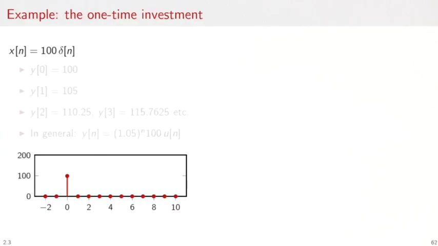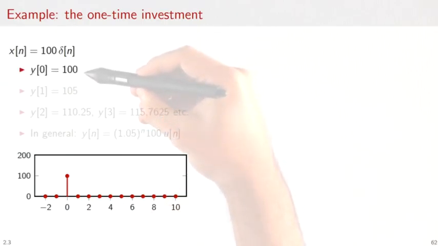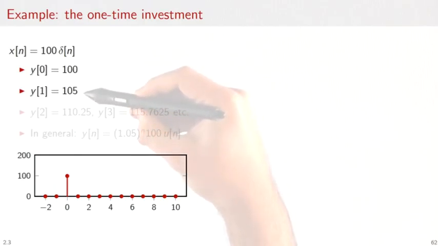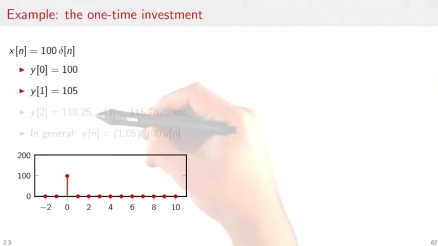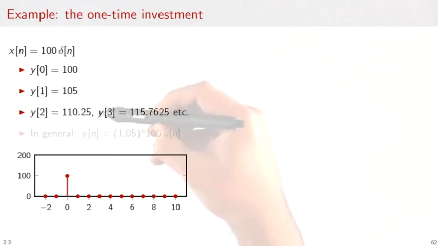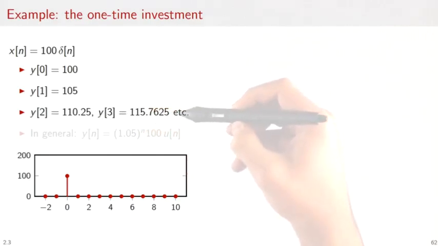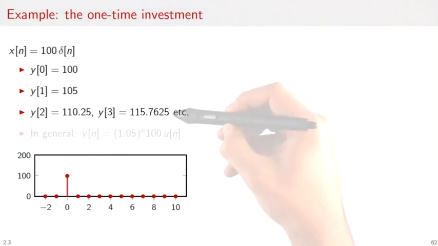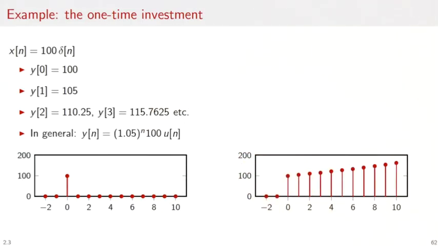Let's look at a few examples. Let's take a one-time investment. So x[n] is equal to 100 at time 0 and 0 everywhere else. We can calculate this by hand just to get the feeling. y[0] will be equal to 100, because that's what is put into the account. y[1] will be 105, y[2] will be 110.25, that's 1.05 squared times 100, y[3] is something of the order of 115, and so on. If we depict this, then we see that your wealth is slowly increasing. Actually, not that slowly, because it will turn out that it's actually an exponential. So in general, y[n] is equal to 1.05 to the power n times 100.